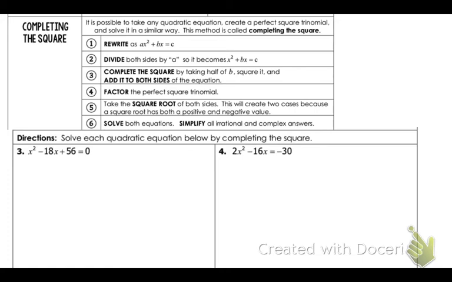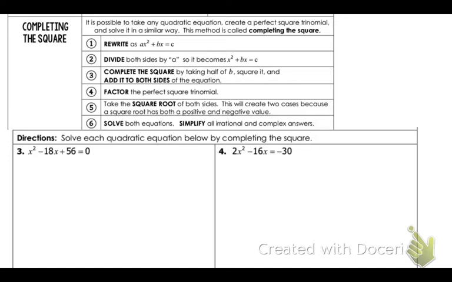Alright, so for this one, we're going to do completing the square. Now, you guys did something similar to that with vertex form, where we were completing the square. This is a way of solving a quadratic with completing the square. What you guys did was how to write a quadratic in vertex form using the completing the square method. But even though they're both completing the square, they're used slightly differently. So just be mindful of that.